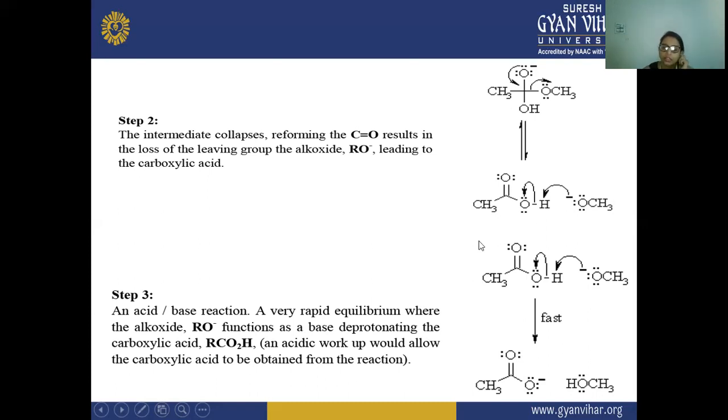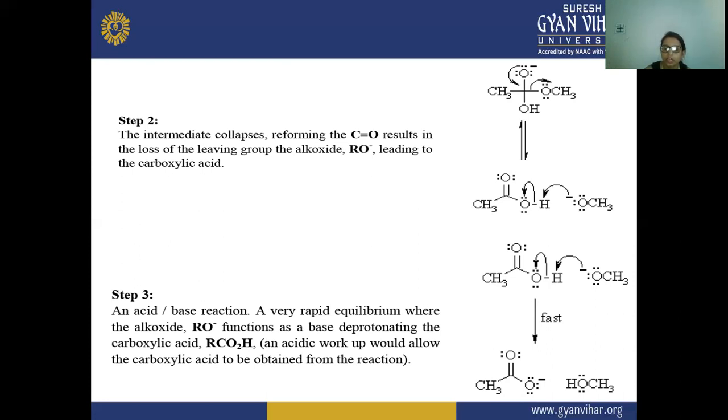Now in the third step, you will see an acid and base reaction is happening here. A very rapid equilibrium where the alkoxide RO negative functions as a base, deprotonating the carboxylic acid RCO2H. An acidic workup would allow the carboxylic acid to be obtained from the reaction. So here the alkoxide, RO negative, that has been removed from this tetrahedral intermediate, will now act as a base and it will deprotonate the hydrogen from this carboxylic acid.